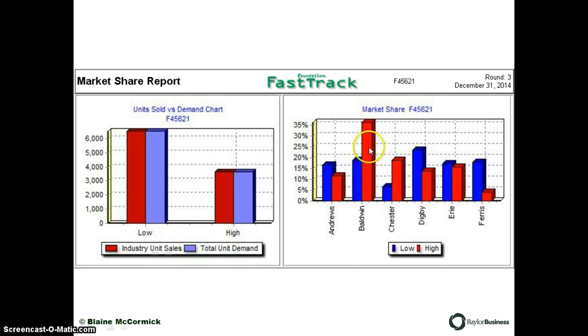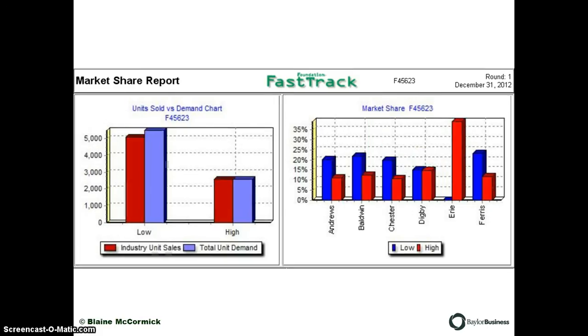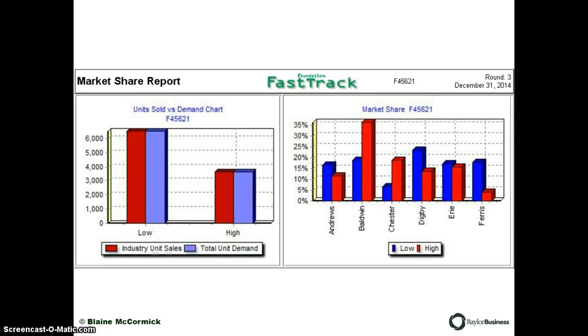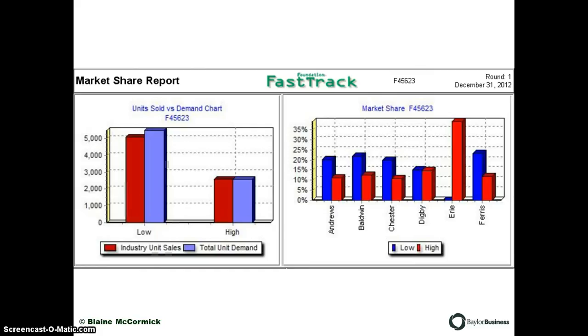Baldwin is selling mainly in the high tech here. Digby is selling mainly in the low tech. And so you can see the product mix, or the segment mix, there across the firms. And here's a different industry. This is industry 45621, and here's a slightly different industry here.